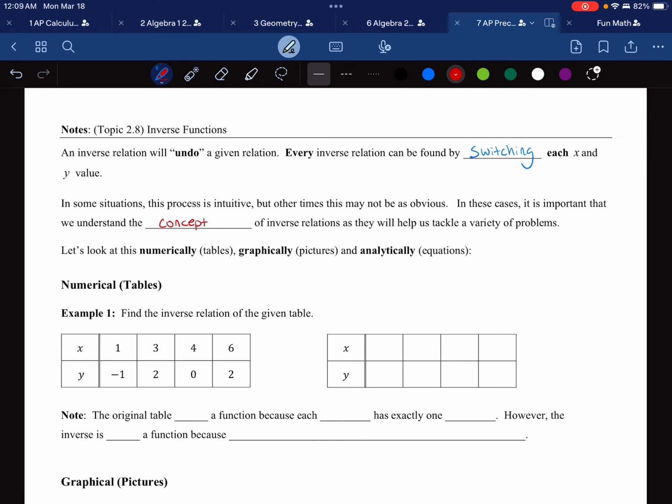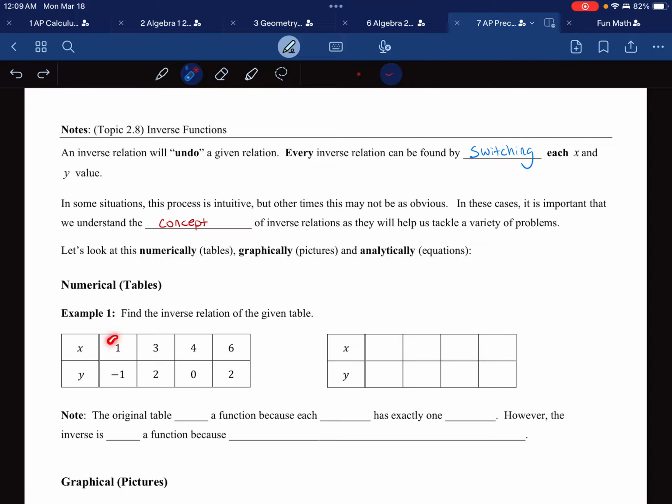Let's look at this numerically with tables, graphically with pictures, and analytically with equations. First up is what I consider to be the easiest, tables, doing the numerical analysis. So to find the inverse relation of a given table, we are just going to switch the x and the y values. So let's do that.